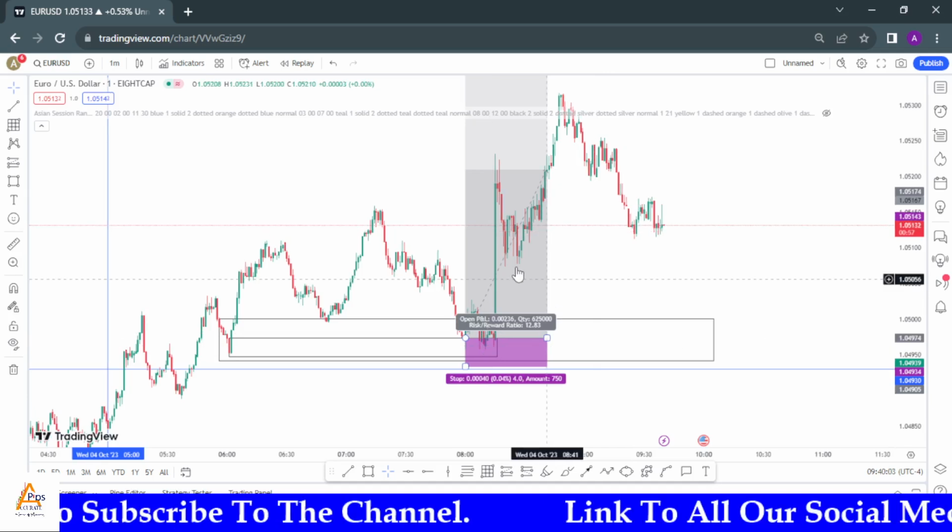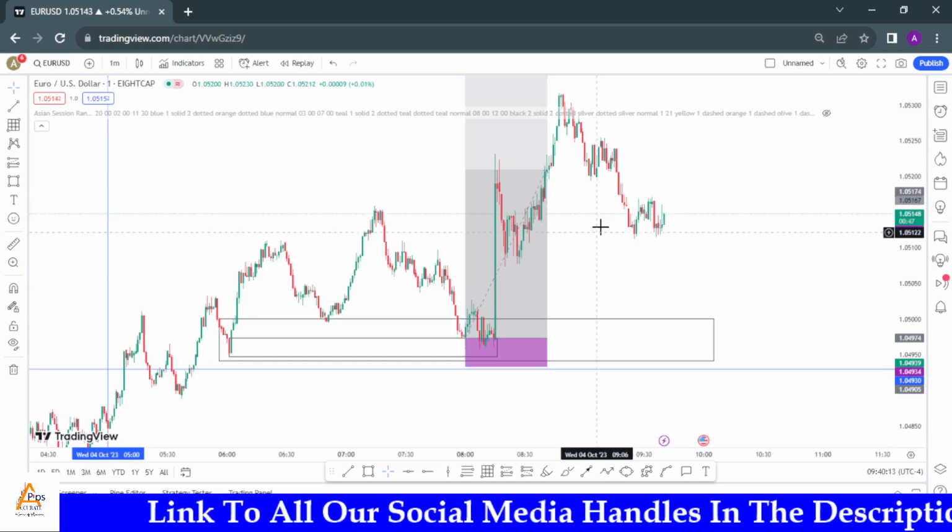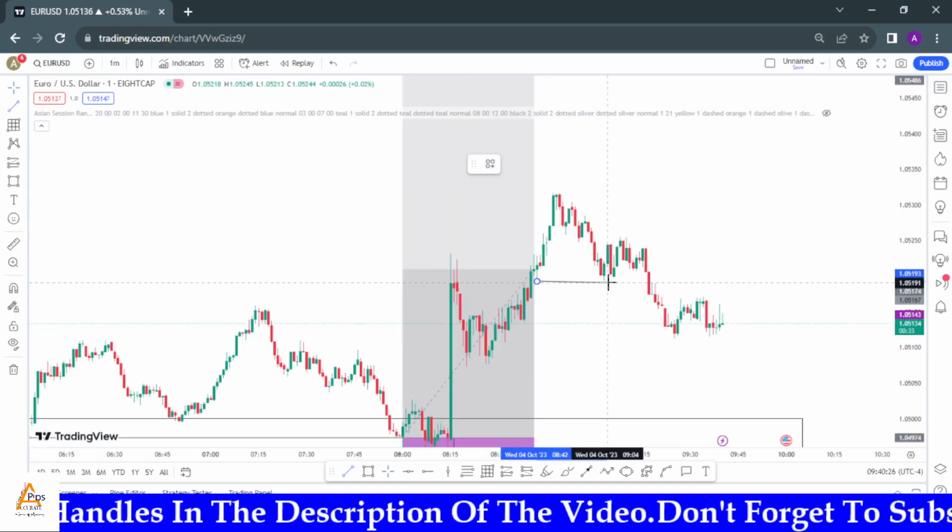Sorry, excuse me, this is not a proper inducement because of this. This is the main candle. So let's see somewhere here if we have a proper inducement, a proper pullback. Okay, yeah. So here, this was our inducement over here. Okay, over there. That becomes our inducement.